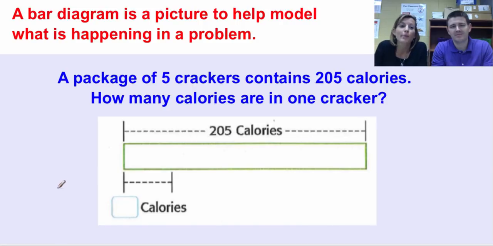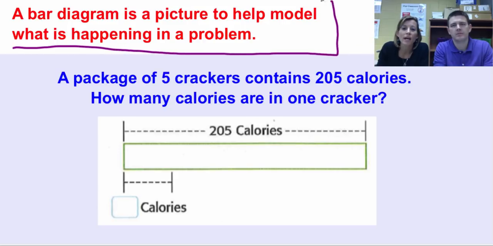Okay, a bar diagram is a picture to help model what is happening in the problem. That's how to model mathematics, how to show someone in pictures. So, our first problem, you need to write the entire thing down, is a package of 5 crackers contain 205 calories. How many calories are in one cracker?